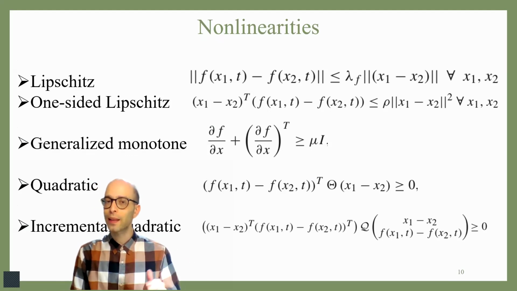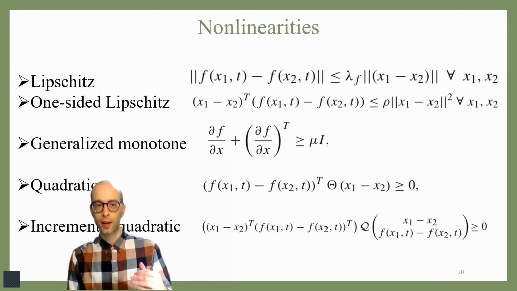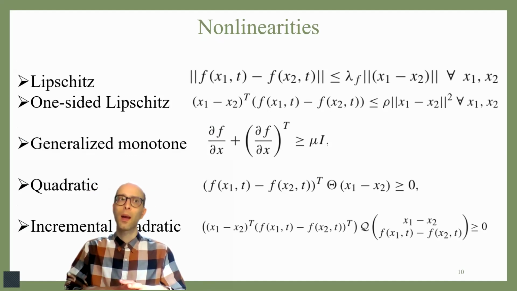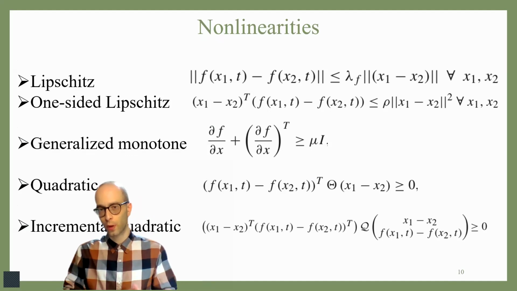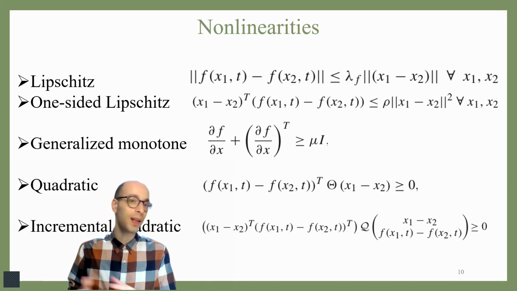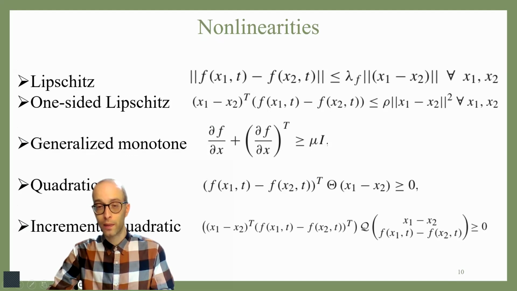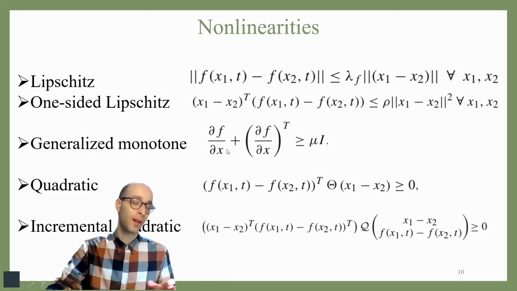So there are other types of nonlinearities that are more general. And when I say more general, I mean that they basically cover a more general family of systems, so they can cover more cases of observers. So we have one-sided Lipschitz that are characterized by a parameter rho. We have generalized monotone, which are a bit stricter if I remember correctly. And then we have the much more general category.